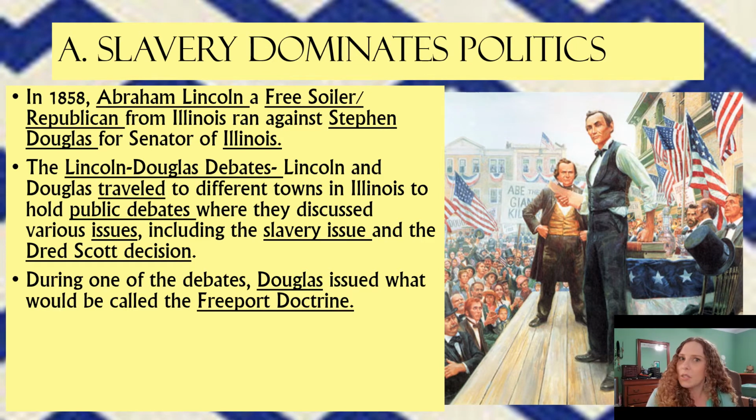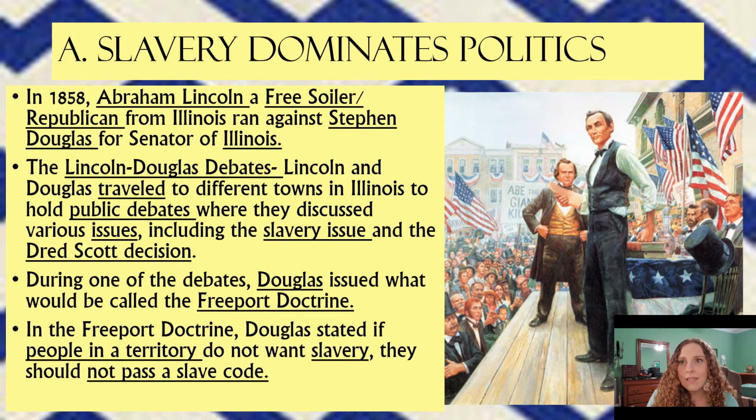And so he says to him, hey, is there any way that people in a territory, if they don't want slavery, is there any way they could keep it out? Is there any way they could prevent it? Douglas's answer to that question is called the Freeport Doctrine. And what Douglas says there, instead of saying popular sovereignty and all of that, he says if people in a territory don't want slavery, they just shouldn't pass a slave code. They don't pass a slave code and you won't have it. So that's the Freeport Doctrine. If you don't want slavery in a territory, don't pass a slave code.